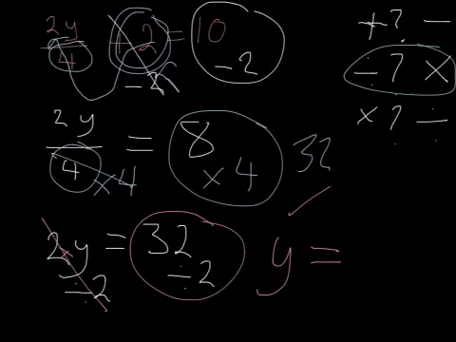32 divided by 2. Well, let's take some mental shortcuts. So half of 30 is 15. And if we add 1, that would be 16. That means that half of 32 is 16. Got it? Alright.